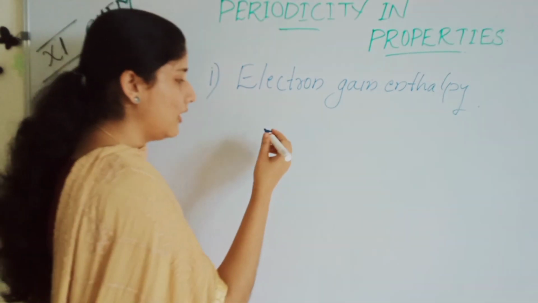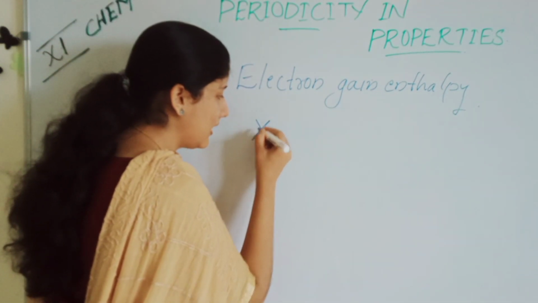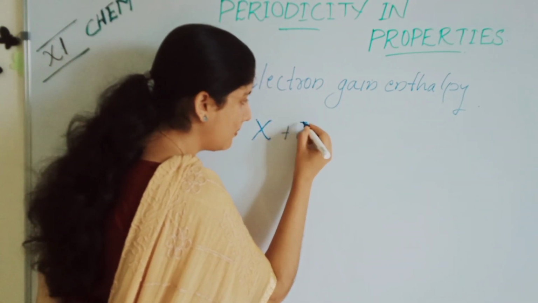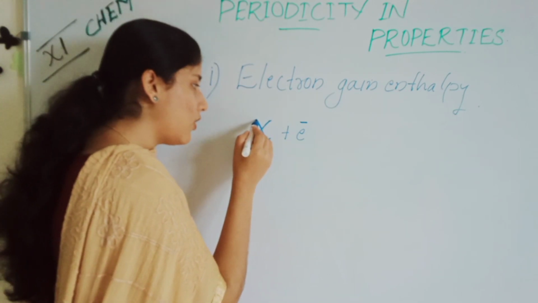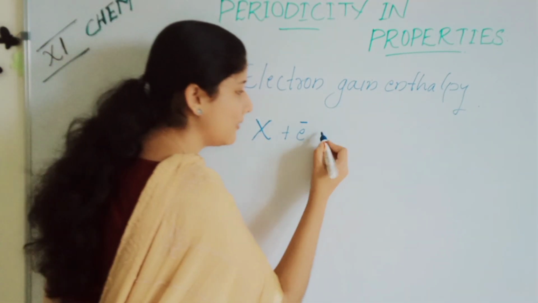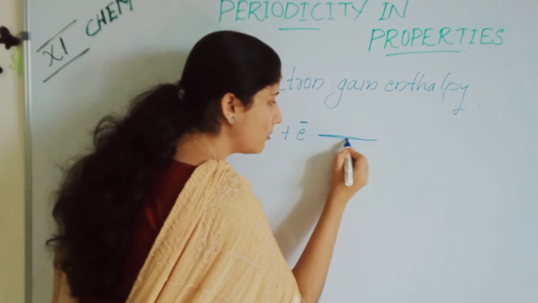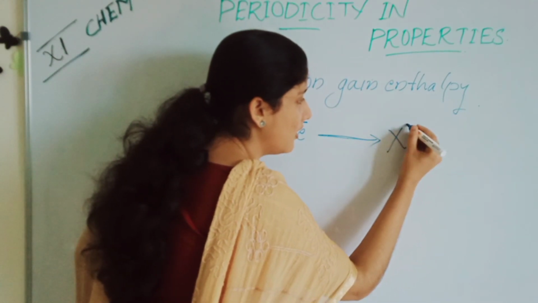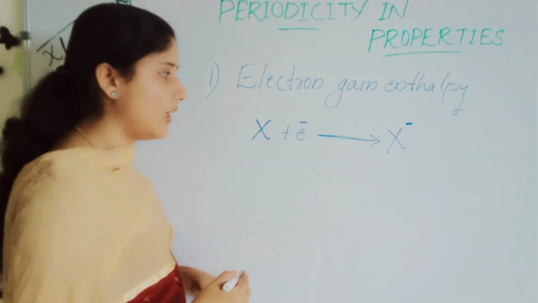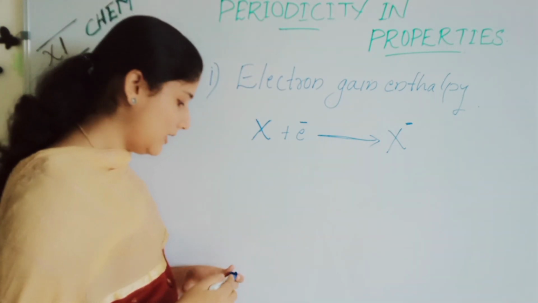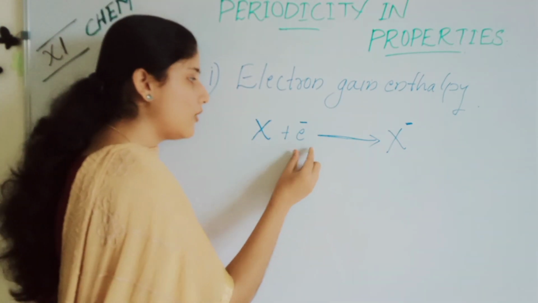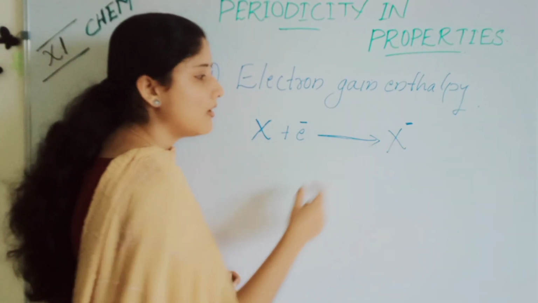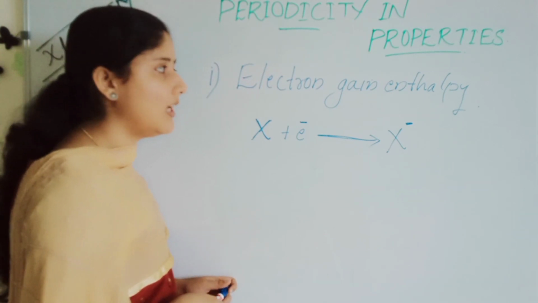Electron gain enthalpy. Look, consider X as a neutral atom. When an electron is added to a neutral atom, the amount of energy or enthalpy accompanying this change is called electron gain enthalpy. The amount of enthalpy change that accompanies the addition of an electron to a neutral atom to form a negative anion is known as electron gain enthalpy.